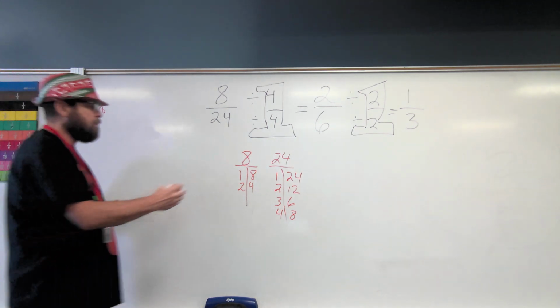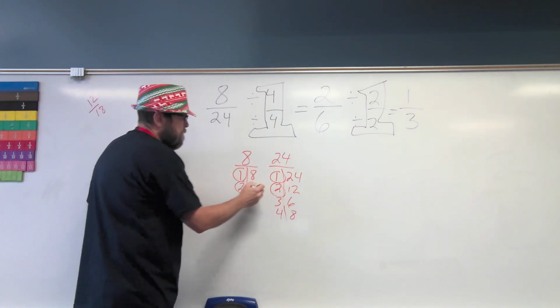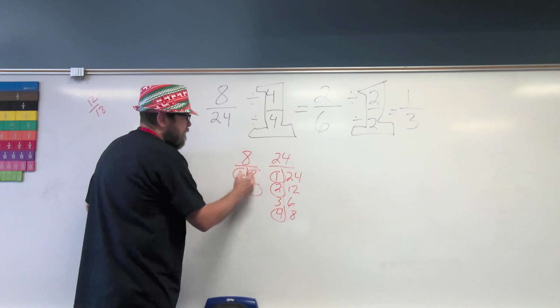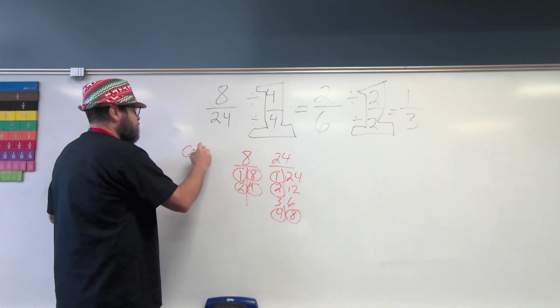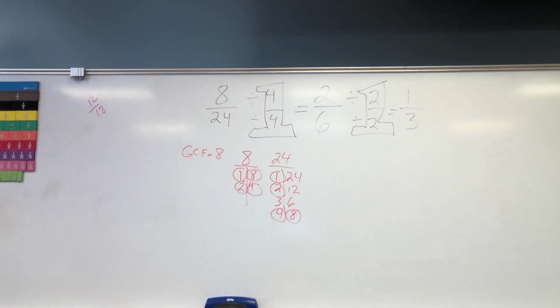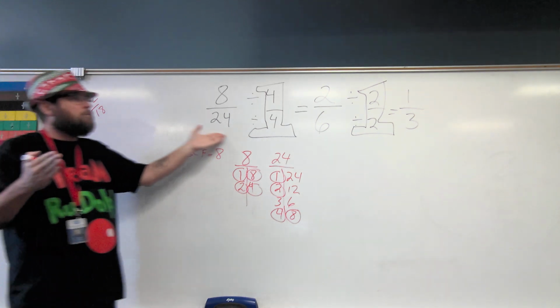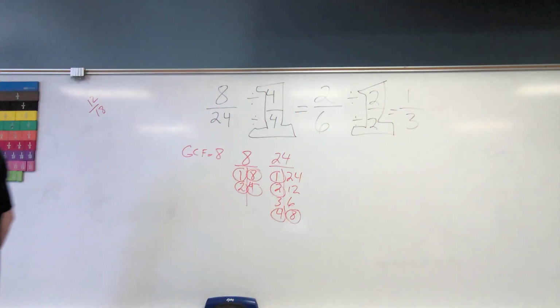Now let's go and see what they have in common. They have a 1 in common. They have a 2 in common. They have a 4 in common. They have an 8 in common. That means the greatest common factor is 8. So as Kara so helpfully pointed out, yes, we could have started with 8. That doesn't matter as long as we get down to 1/3.